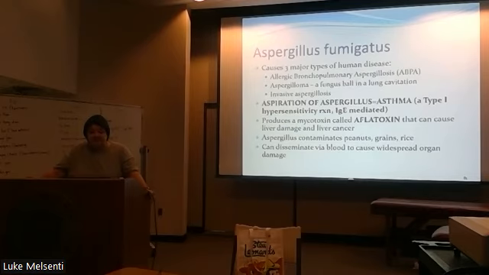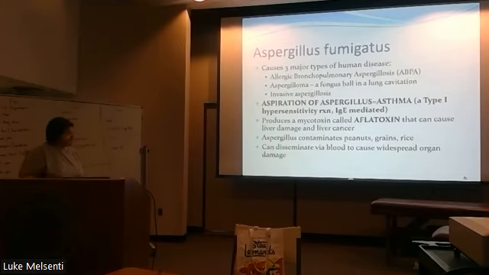This one produces a mycotoxin called aflatoxin that can cause liver damage and liver cancer. So we talked about colon cancer, stomach cancer, and now we have liver cancer. It typically contaminates peanuts, grains, and rice, and it can disseminate through your bloodstream and cause widespread organ damage. So the most important things on this one are the fungus ball, that aspergilloma, the linkage to immunology that it's IgE mediated, and this part about liver cancer.